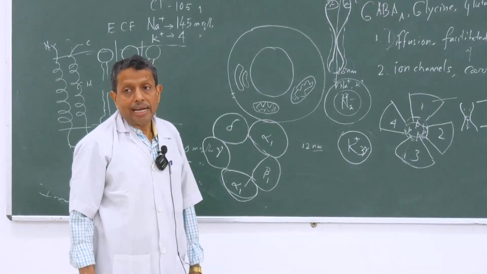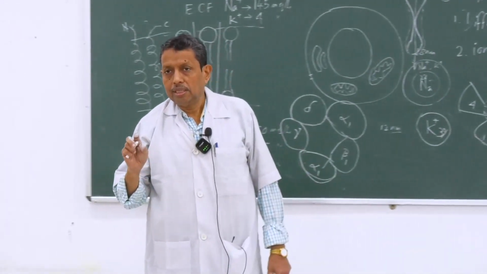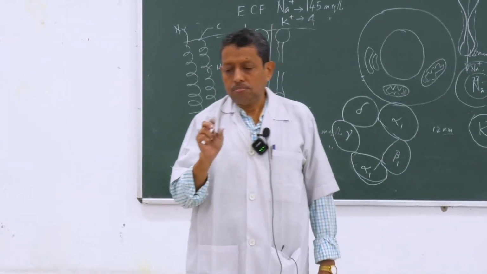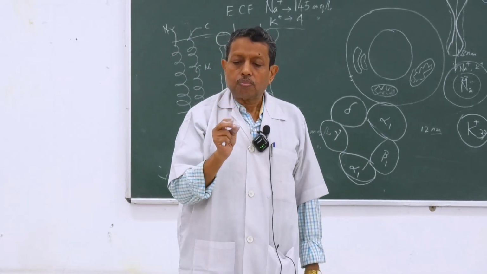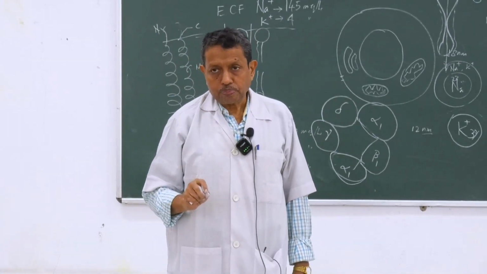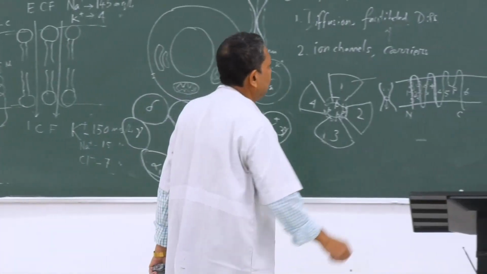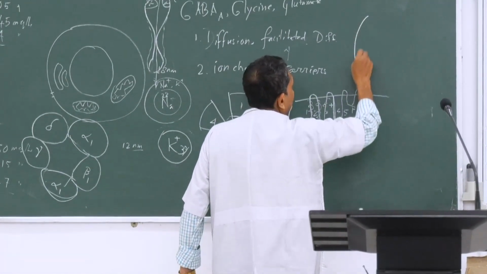Some channels are dimers with an opening in each part. The CLC channel, you will find this type of figure in the text.